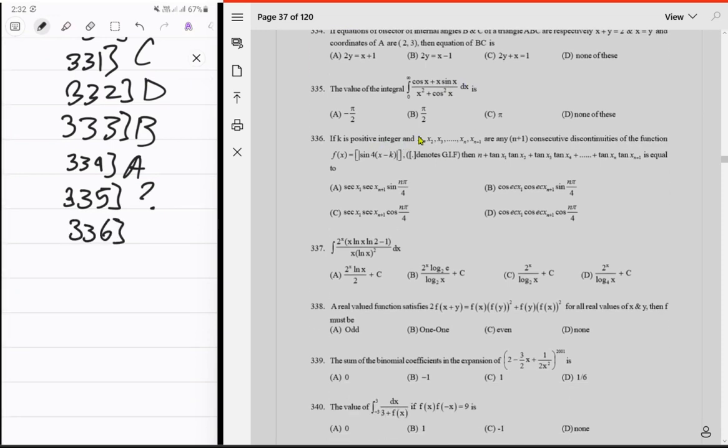336. If k is a positive integer and x1, x2, x3, ..., xn, xn plus 1 are any n plus 1 consecutive discontinuities of the function f of x equal to this, then n plus tan of x1, tan of x2, okay फिर plus tan of x3, tan of x4, चलते जाओ, is equal to... अच्छा, so ये discontinuous इस function की. When is this discontinuous in the first place? It's like mod of sin x का, this is the greatest integer function.